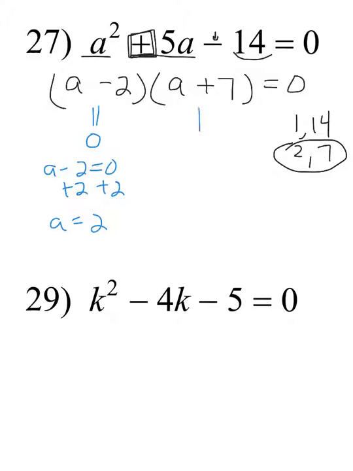And we can do the same thing over here because if a plus 7 is equal to 0, then this whole equation would be 0. And so we have a plus 7 equals 0. And in this case, a equals negative 7. So our solutions to this are a equals negative 7 and 2.